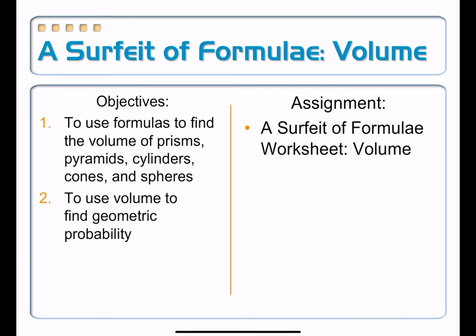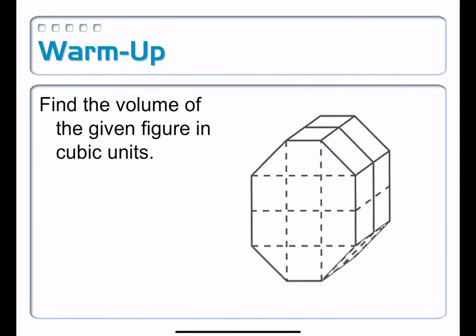So, our objectives include being able to use formulas to find the volume of prisms, pyramids, cylinders, cones, and spheres. And then our second objective, do you remember probability? Do you remember applying probability to geometry with lengths and areas? Well, we're going to do the same thing, except with volumes. Let's go ahead and get started with a warm-up question.